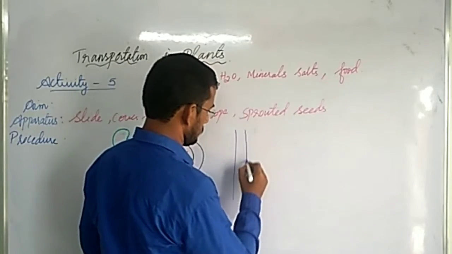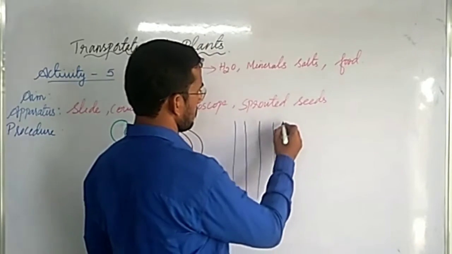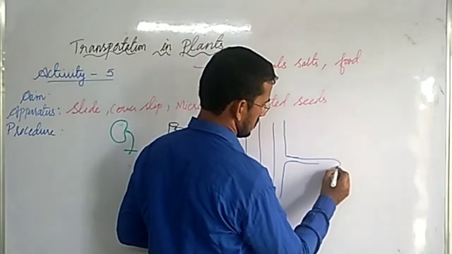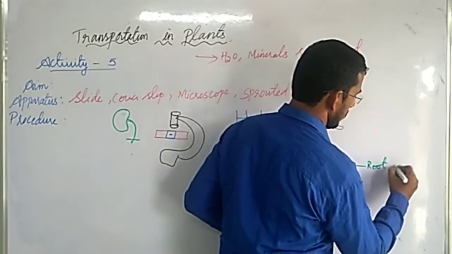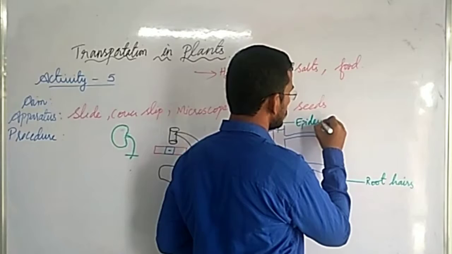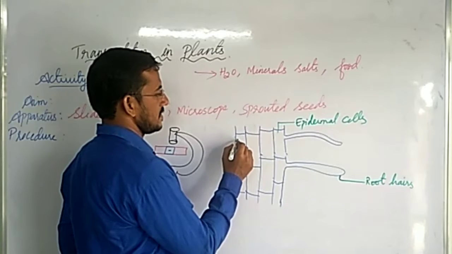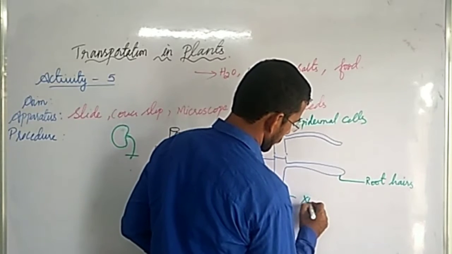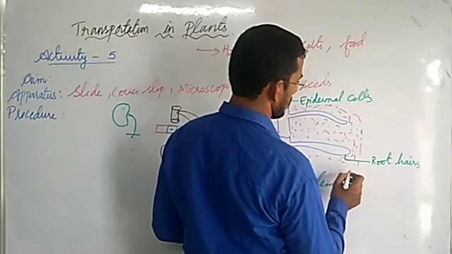So, these are root hairs, and this is epidermal cells. Then this is xylem. These are soil particles.